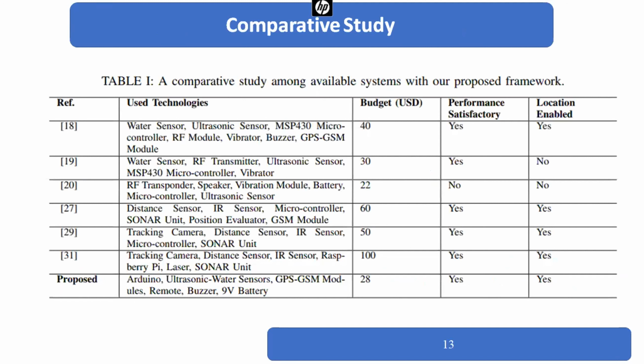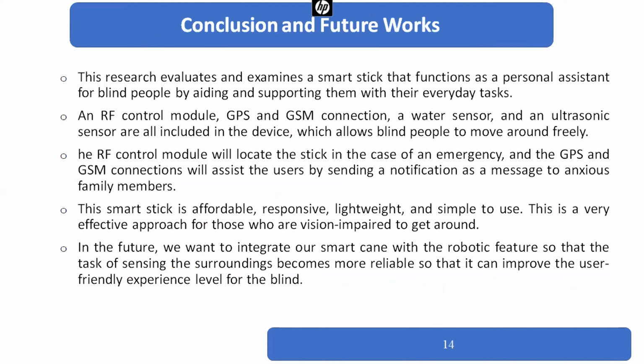Next, comparative study. Our proposed methodology is comparatively reliable. The performance is very high and location enability is very good. Next, conclusion and future work. This paper evaluates and examines a smart stick that functions as a personal assistant for blind people by aiding and supporting them with their daily tasks. And next, an RF control module, GPS and GSM connection, a water sensor, and an ultrasonic sensor are all included in this device, which allows blind people to move around freely.